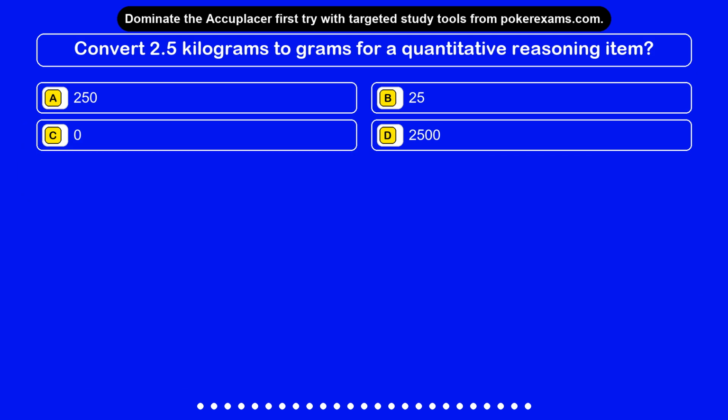Question 6. Convert 2.5 kilograms to grams for a quantitative reasoning item. Option A, 250. Option B, 25. Option C, 0. Option D, 2,500.